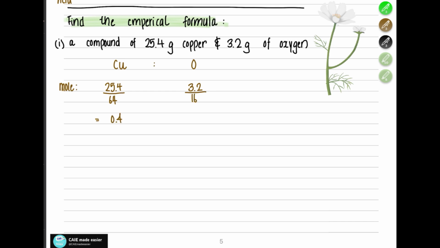So the ratio between them is 0.4 to 0.2. We can simplify this. Multiply by 10, we get 4 to 2, and then we can divide by 2 to get 2 to 1. This shows us the empirical formula is Cu2O. This is the empirical formula.